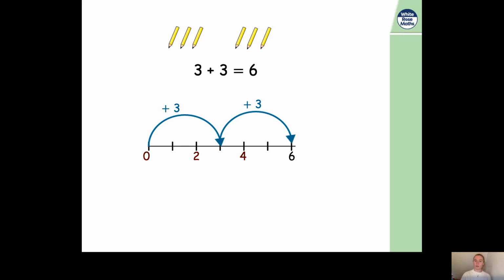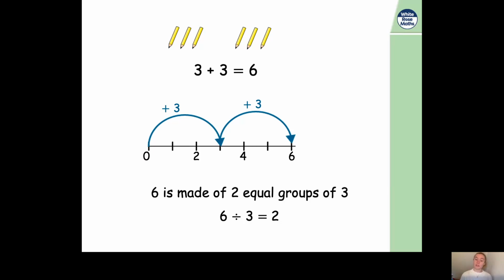Okay, and we can write that as an addition sentence, 3 plus 3, because we've got 2 groups and there are 3 in each, equals 6 because we've got 6 pencils in total. Now we can also write that as 6 divided by 3 equals 2 because there are 6 pencils altogether. They've been put into groups of 3 and there are 2 groups once we've done that. Okay, so 6 is made of 2 equal groups of 3, like we've just said. Fantastic, well done if you got that right.